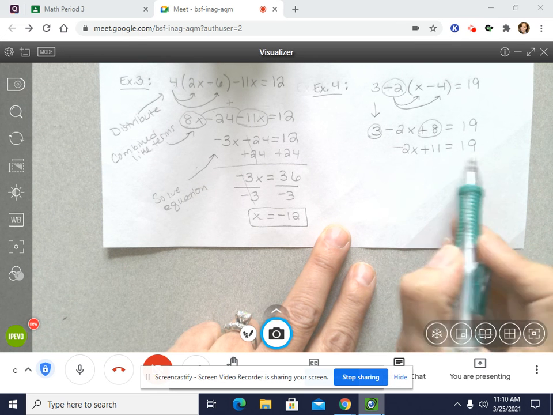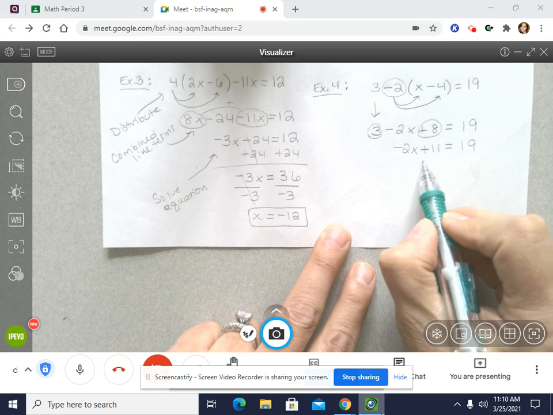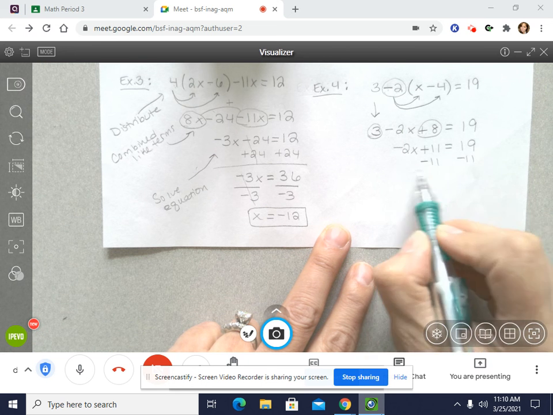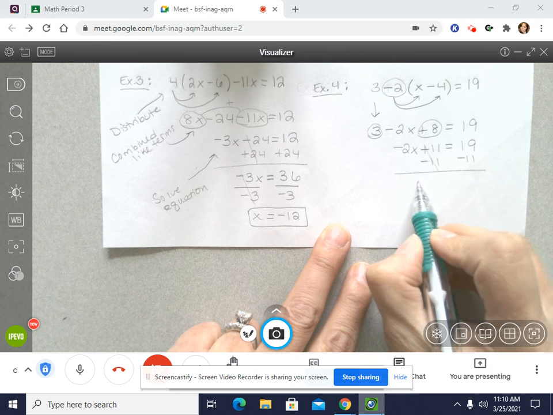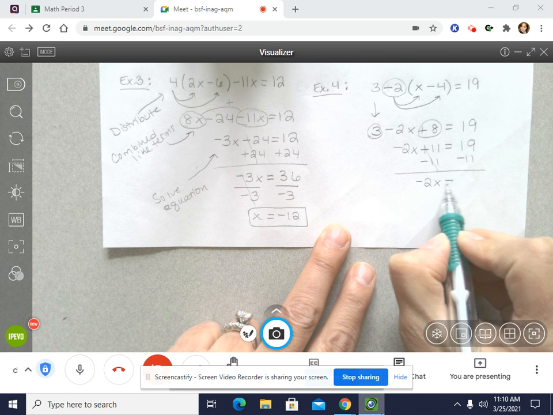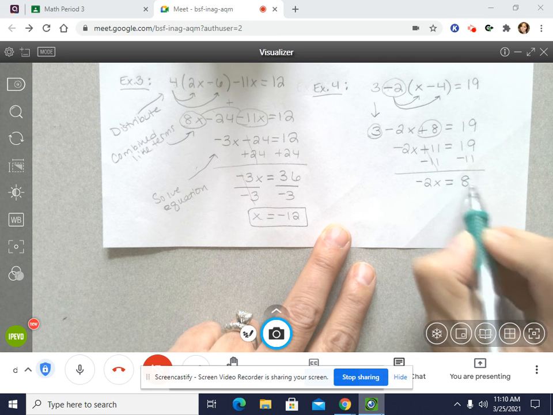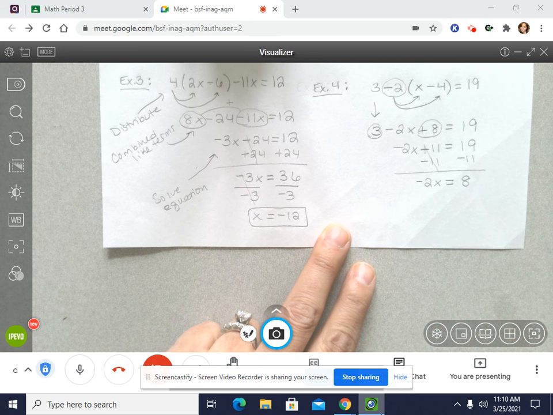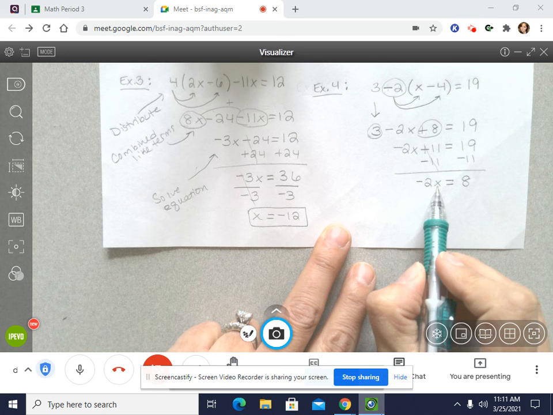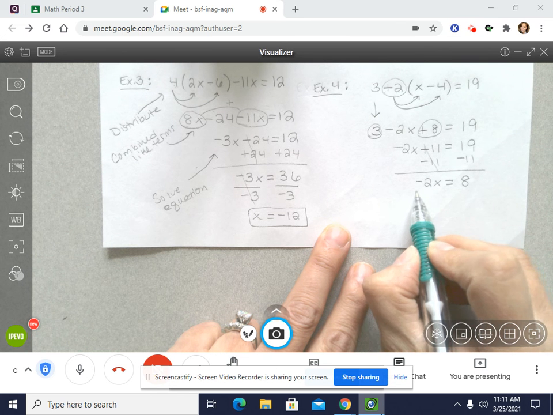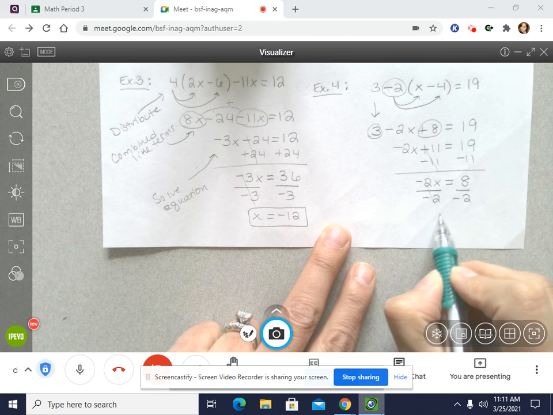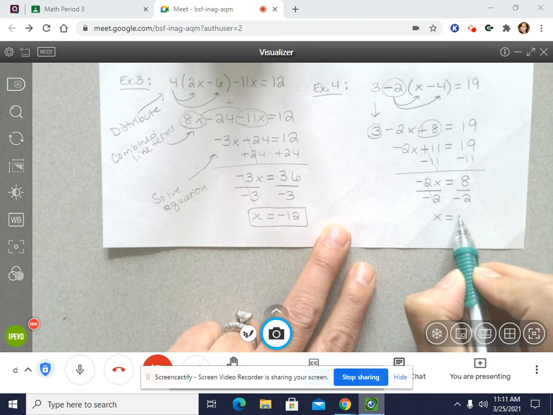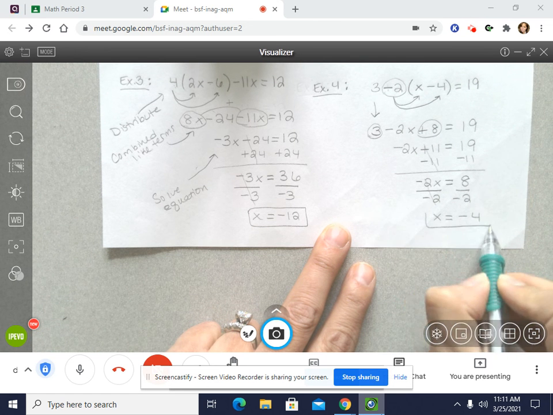All right, now you have a two-step equation. Undo adding 11 by subtracting 11 on both sides. Those undo one another. Bring down what's left. Negative 2x equals 8. Now we have a one-step equation. x is being multiplied by negative 2. Undo that by dividing by negative 2. So we're left with x equals negative 4.